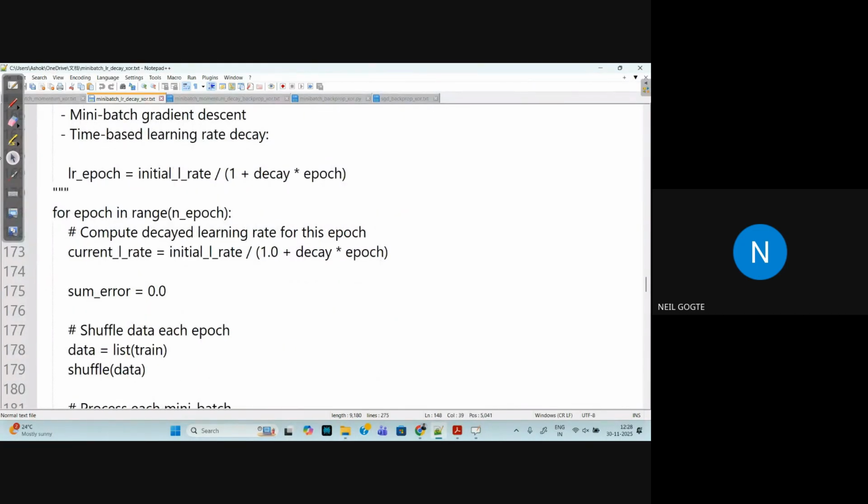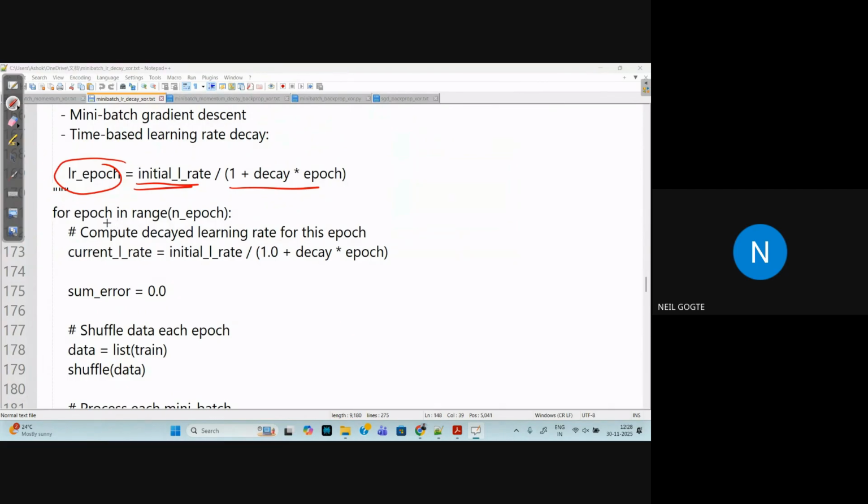If you want to know, the learning rate for every epoch is equal to the initial learning rate divided by 1 plus decay times epoch. So this is the equation: learning rate for the epoch equals the initial learning rate over 1 plus decay times epoch. This is to be used in our equation.